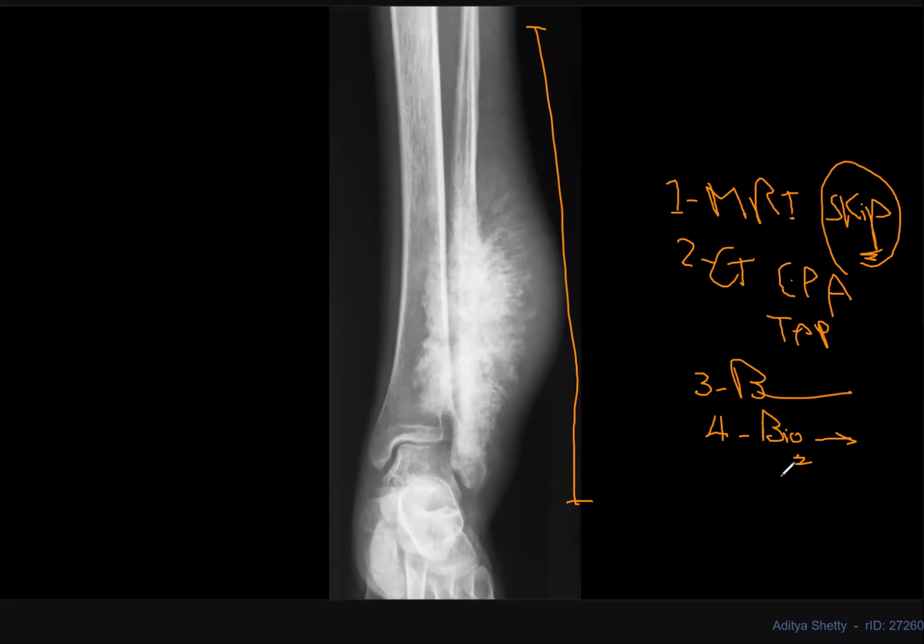No, I will refer the case to the sarcoma MDT for further management. Biopsy at a specialized bone sarcoma center. Very important, because the biopsy tract will be planned to be removed during surgery. This is very important.